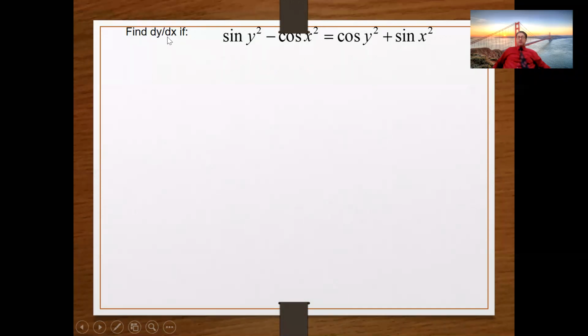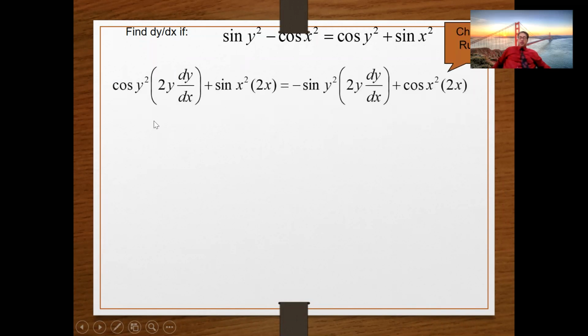Can I determine dy over dx? Yes. Is it explicit or implicit? Implicit. What about the first step? As it is. Sine y squared is cosine y squared, right or wrong? Times the derivative inside, which is 2y, right or wrong? Times dy over dx by default, because it's y, not x. Right or wrong? Okay.